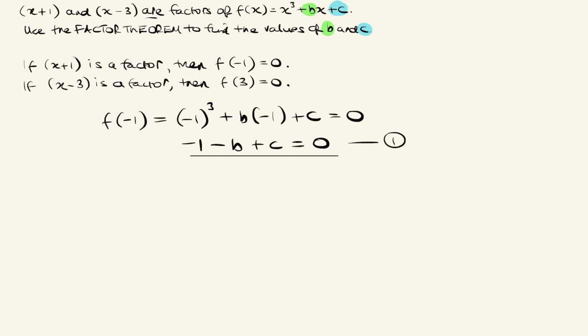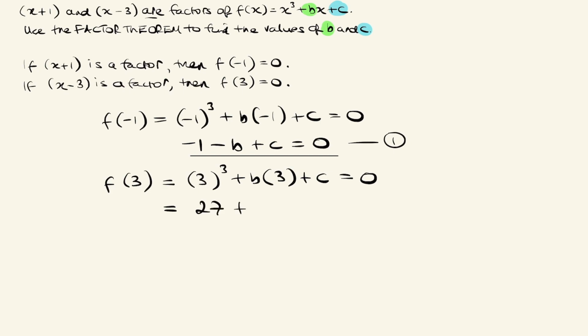And then if we do the same here with x minus 3 as a factor, so we know that f of 3 equals 0. Well, f of 3, again, that's just going through this function and replacing x this time with 3. Every time I see x, replace it with 3. So that's 3 cubed plus b times 3 plus c equals 0. And if I tidy this one up as well, 3 cubed, 3 times 3 times 3 is 27, plus 3b plus c, and I know that equals 0 because of the factor theorem. And that gives me an equation 2.